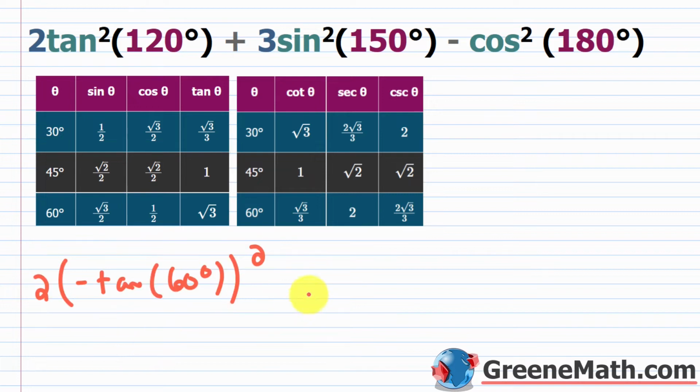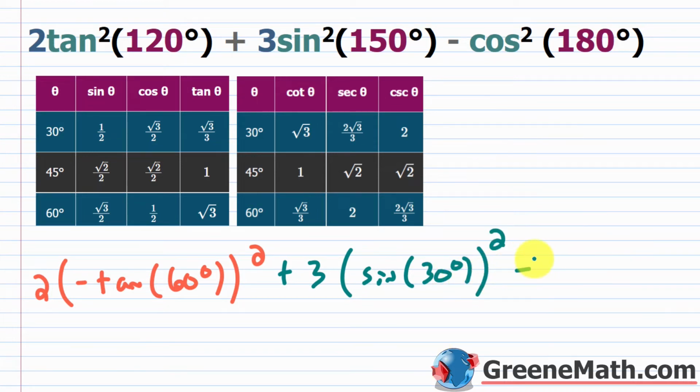Okay, so the next part, you have 150 degrees. So again, I'm in quadrant 2. So my reference angle, you have 180 degrees minus 150 degrees. That's going to be 30 degrees. Now, sine is going to be positive in quadrant 2. So you don't need to make a sign adjustment there. You can just put plus your 3 times, let me wrap this, so the sine of your 30 degrees, and then we're going to square that.